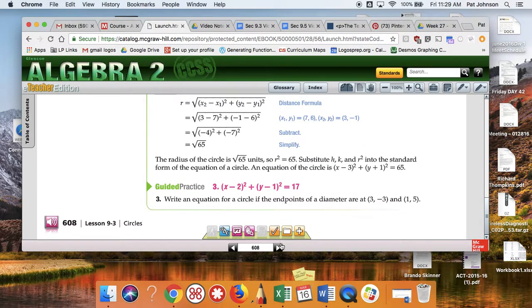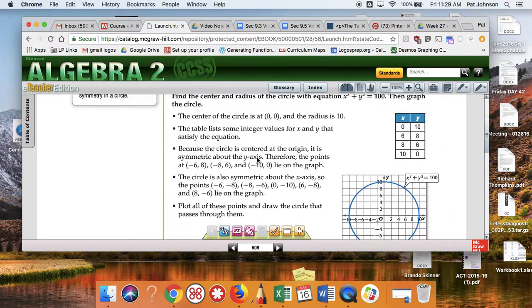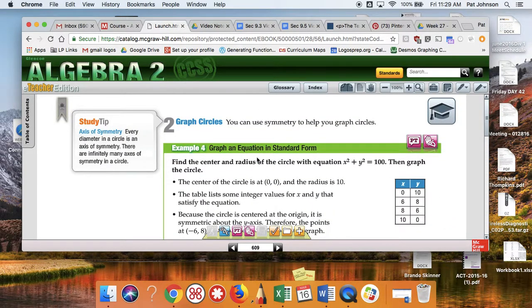All right, let's do one more practice problem. Now, they're going to give us an equation that is not in standard form. Actually, they give it to us in standard form, and they want us to find the radius and the center, and then they want us to graph it. So here's our equation. It's in standard form.